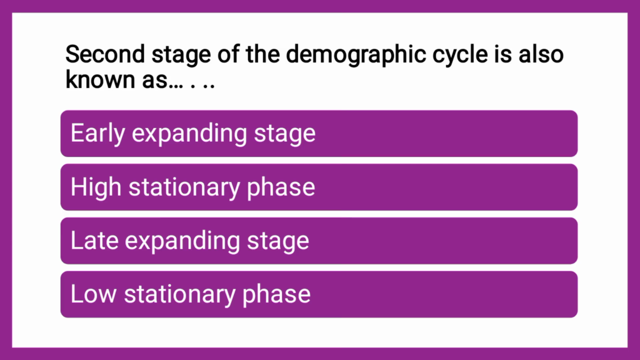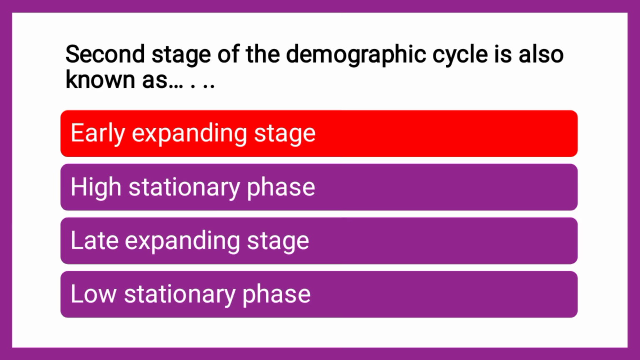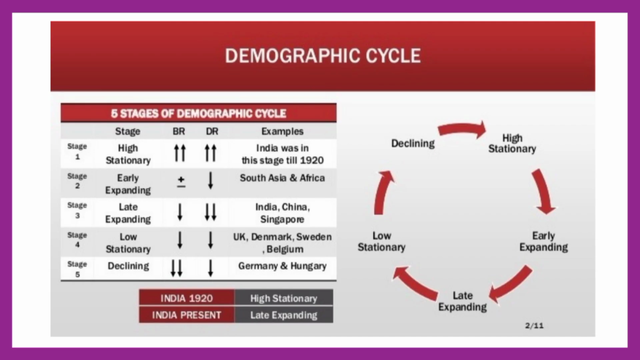Next question is, the second stage of the demographic cycle is also known as dash. Whether it is known as early expanding stage, high stationary stage, late expanding stage or low stationary phase, the correct answer is early expanding. Now as the word suggests, early expanding means initially it is increasing. To increase the population, definitely birth rate should be high and death rate should be low compared to birth rate. Then only it will expand.